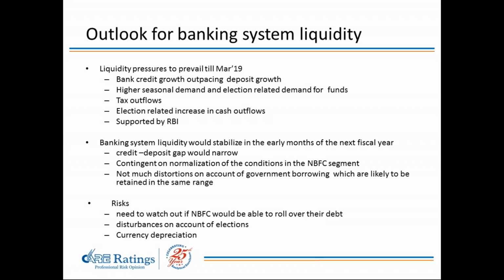However, the liquidity situation in the banking system would continue to be supported by the RBI by way of appropriate policy measures as and when warranted. The central bank would continue to manage system liquidity with OMOs and repos. Banking system liquidity would stabilize in the early months of the next fiscal year under normal circumstances, as the credit deposit gap could narrow as seasonally bank credit offtake slows down in the first few months of the fiscal. This is, however, contingent on normalization of the conditions in the NBFC segment.